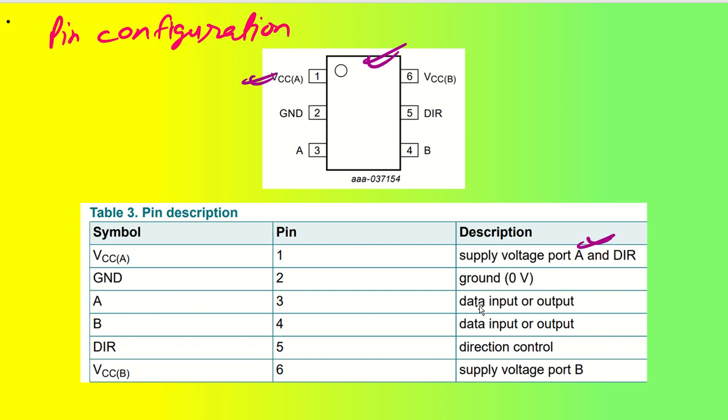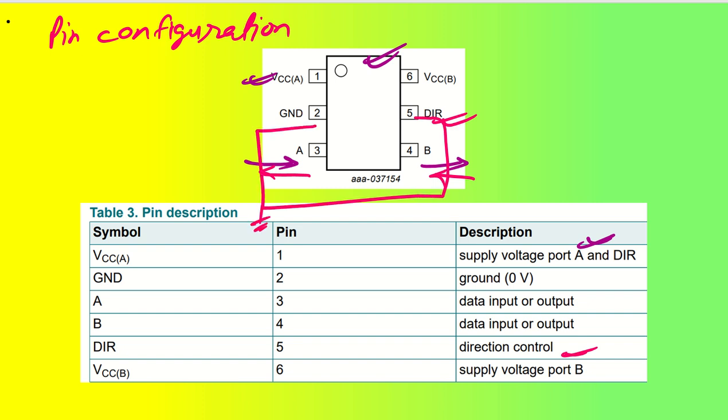We have A, which can be a data input or output. So this A pin will have data input/output, and the B pin will have data input/output. If one is acting as input, the other will be acting as output, and at the same time, if it is acting as input, then the other will be acting as output. Understood? This is the direction setting that will be done. Direction control is done by the DIR pin. If you connect it to the ground pin, then it will go from A to B. Understood?